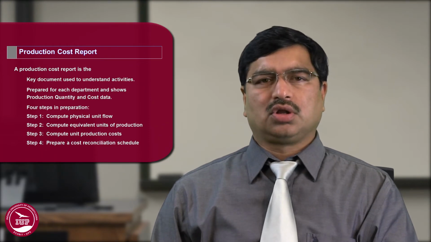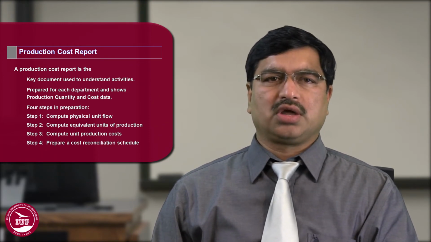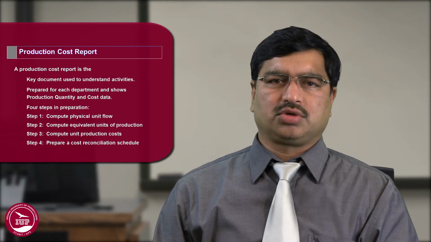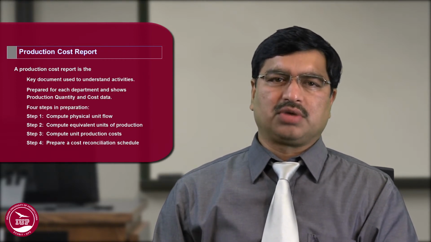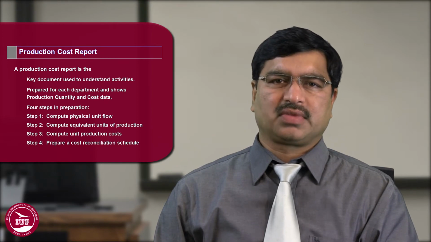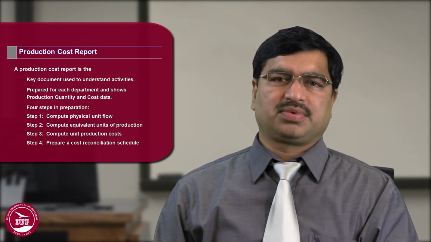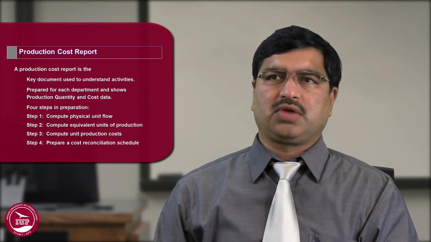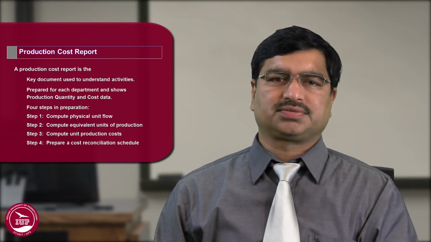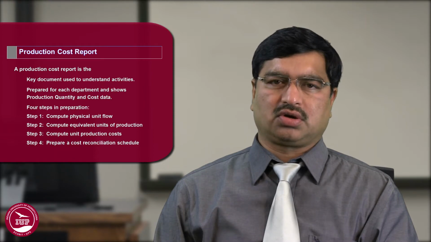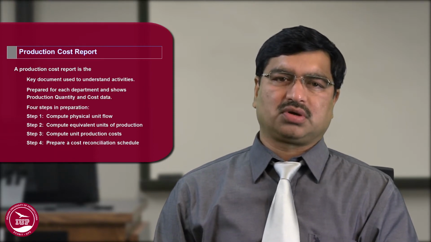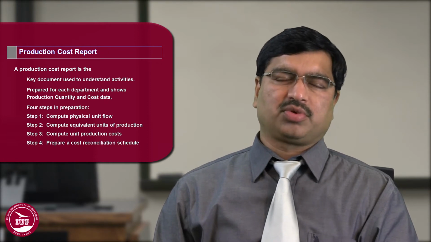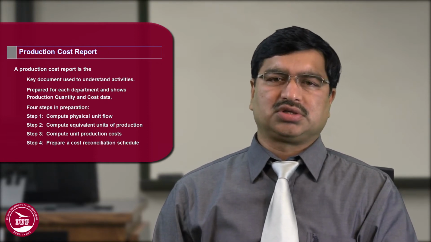Now we have got all the basics together for preparing a production cost report. Step number 1 is computation of physical units. The second step is to compute the equivalent units of production. The third step is to compute the unit production cost. Once you have got the equivalent units, then you can compute the unit production cost. And then step number 4 is to prepare a reconciliation schedule.